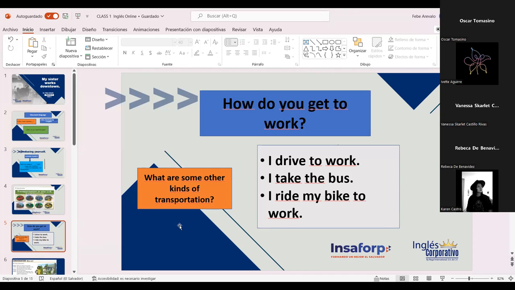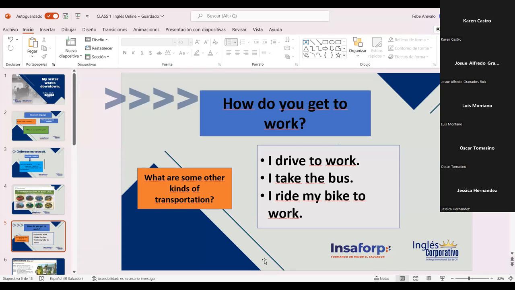I ride my motorcycle to work. Excellent, very good. Rebecca de Benavides, how do you get to work? I take a bus. Excellent, very good. Scarlett Castillo, how do you get to work? I drive my car. Yvette Aguirre, how do you get to work? I take the bus. Very good.